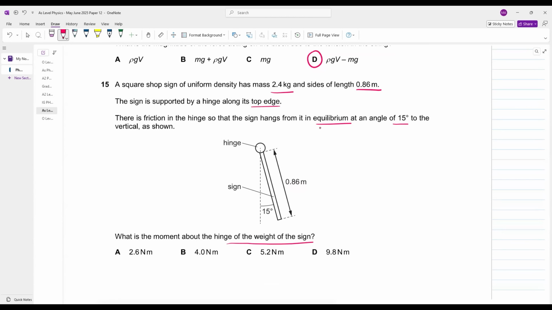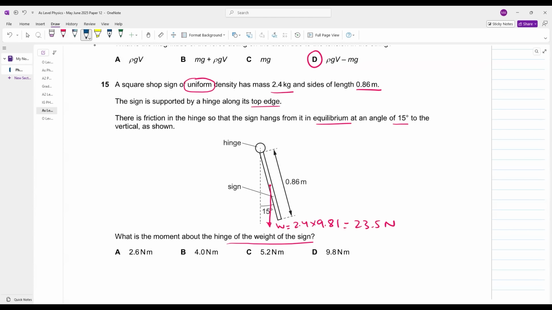Actually, but first of all, can you realize the square sign is of uniform density? That means the weight will be acting in the middle here. What will be the value of weight? Mass, that is 2.4, into gravitational field strength, that is 9.81. What value did the weight come to? This comes out to be 23.5 Newton.